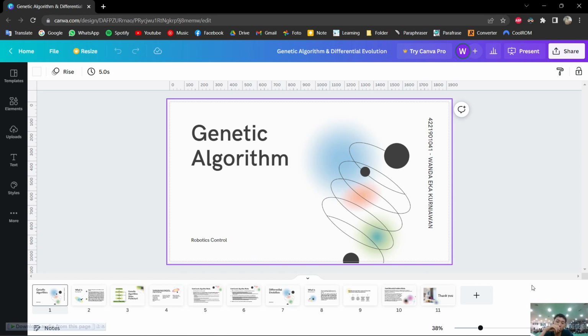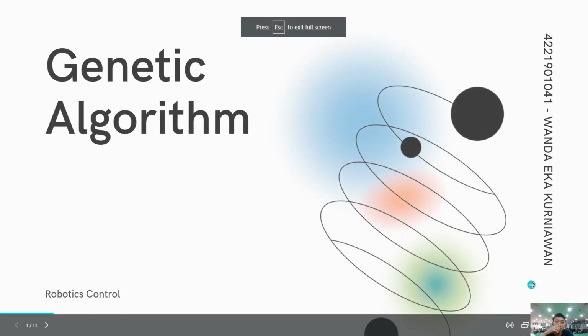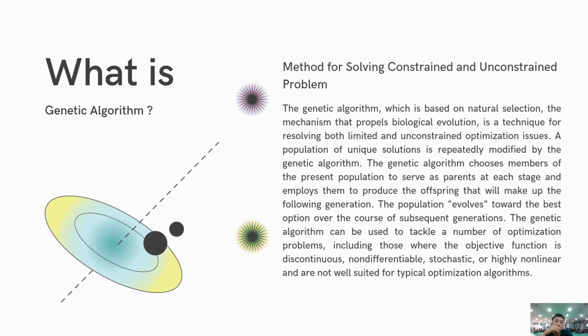I will explain about genetic algorithm and differential evolution for robotics control flows. Okay, the first one is genetic algorithm. And what is genetic algorithm? Genetic algorithm is a method for solving constrained and unconstrained problems.